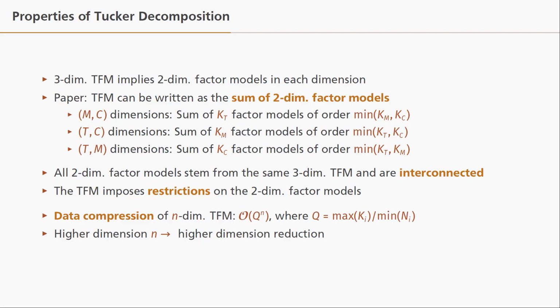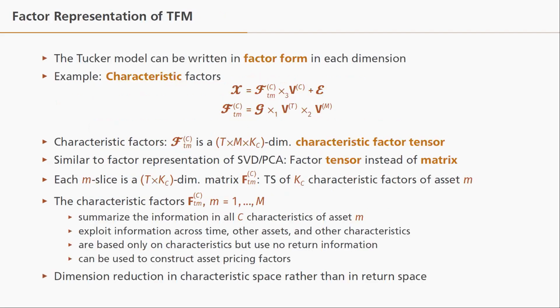Okay. So data compression, I do it more on the data, but you can show that for this Tucker model, if you have an n-dimensional tensor, you compress the data roughly by q to the power of n, where q is sort of k divided by n. So the higher dimensions you have, the more effective it is.